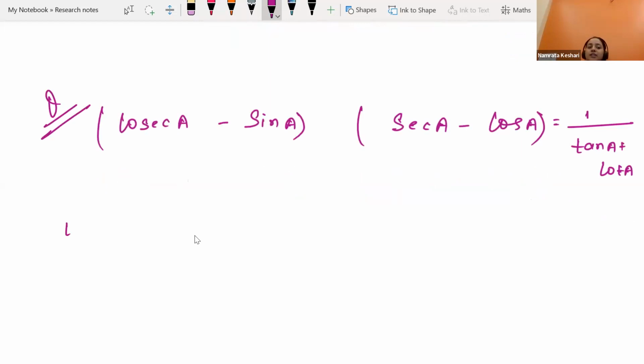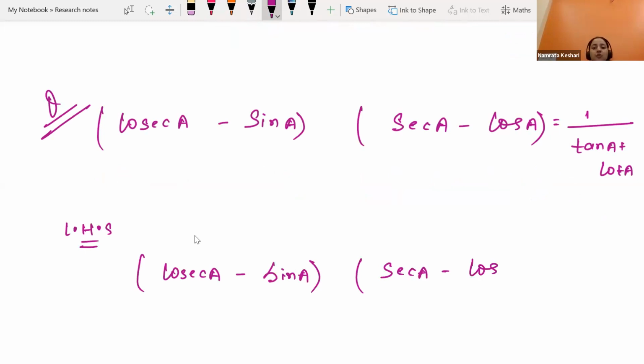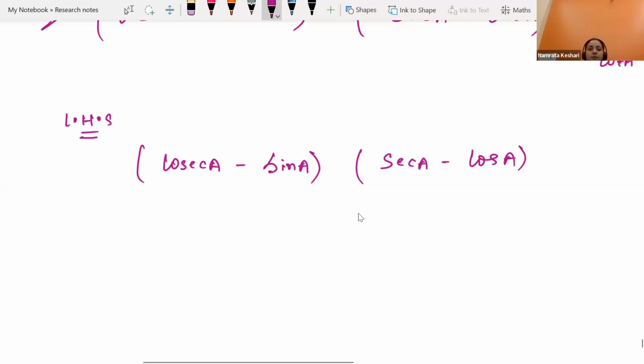Again, we'll be taking the left hand side, and we can see what can be done over here. What we have to prove is okay, but what can be done at first, what is coming to our mind? Sec a minus cos a. Now if I ask you what can be done initially, what are you thinking about this particular step? What can be done at first?